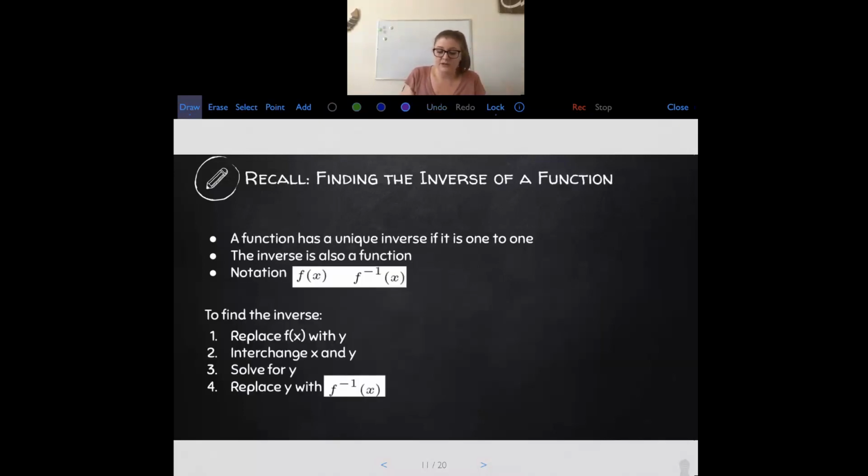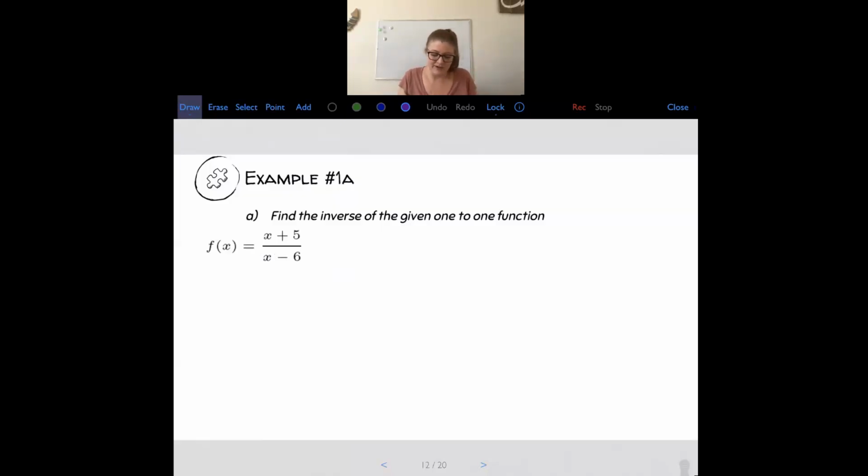So also what we're going to do is find the inverse of a function. Remember that if a function is 1-to-1, it has a unique inverse. To find the inverse, we replace f of x with y, we interchange x and y, we solve for y, and then we replace y with our inverse notation. Okay, so 1a, find the inverse of the given 1-to-1 function. So this is already telling us that our function is 1-to-1. Now it's our job to find the inverse.